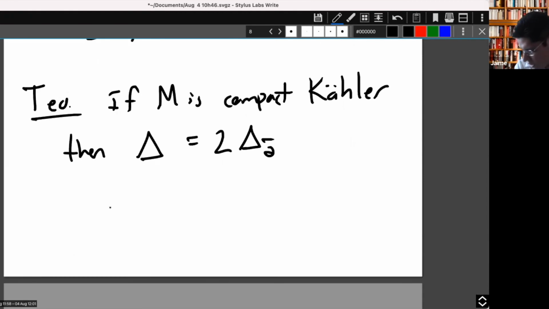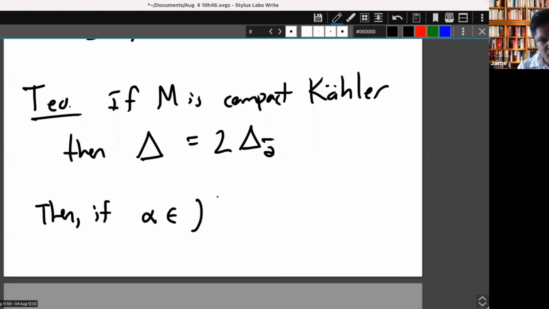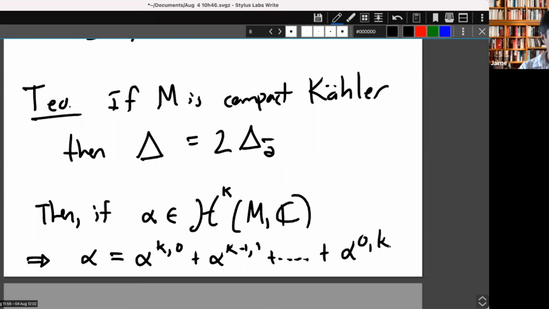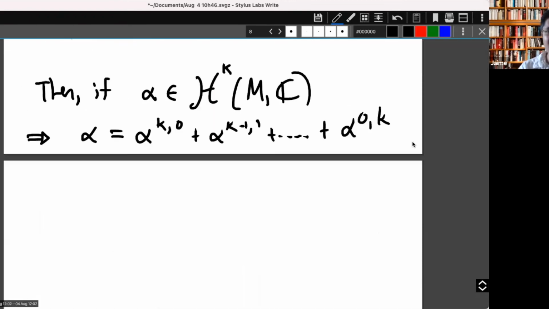So using this theorem, what if we take a complex form? Actually, let's take a closed one. So let's take a harmonic form here, but I'm thinking of harmonic forms with complex values. Then what happens if I take a form there? Then I know that the harmonic forms have a direct sum decomposition, right? So I can write this form as having a k,0 part, a k-1,1 part, etc., right? Because we know that you can decompose a closed form in this way. Actually, it doesn't matter if it is harmonic or not. You can always write this decomposition, right?